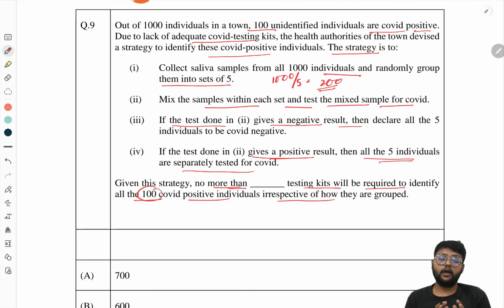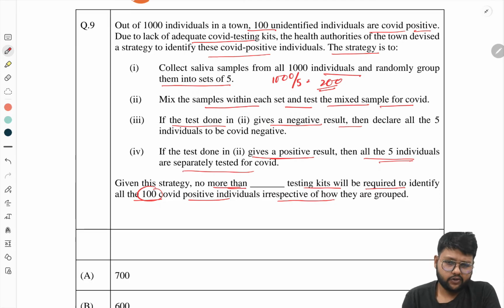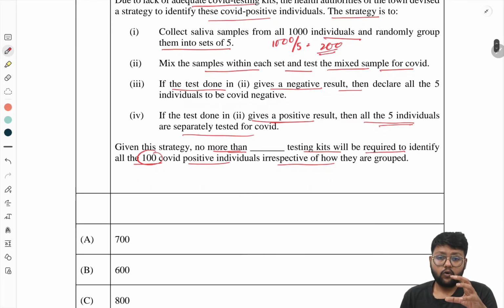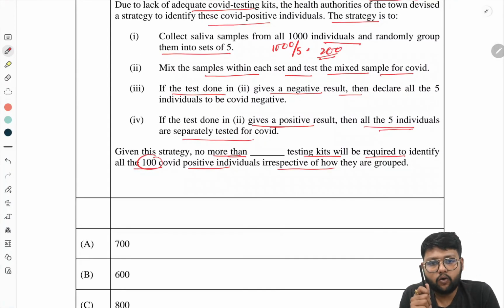They want to do the COVID positive test, but they don't have enough kits. So "not more than" means the maximum number of kits required for this. We can check the worst case scenario.